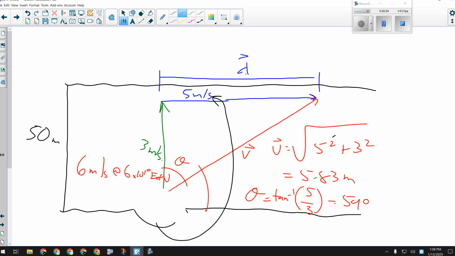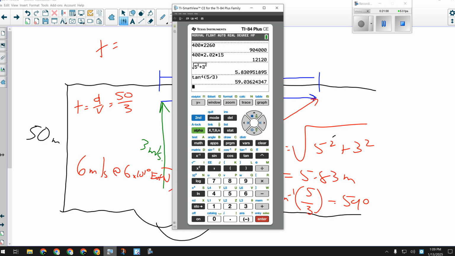All right, and the other thing, how far downstream will it be when they get to the other side? Well, if I'm going to find D and I know V, that means I need the time it takes to get across. I am not going to use this to get that, because that doesn't point across or down. I do know how wide the river is, and I know how quickly I'm going that direction. So time would be D over V, and that would be 50 divided by 3 meters per second. So the time to cross is just over 16 and a half seconds.